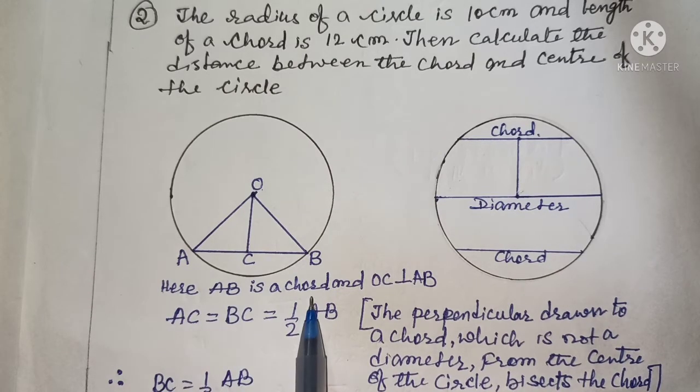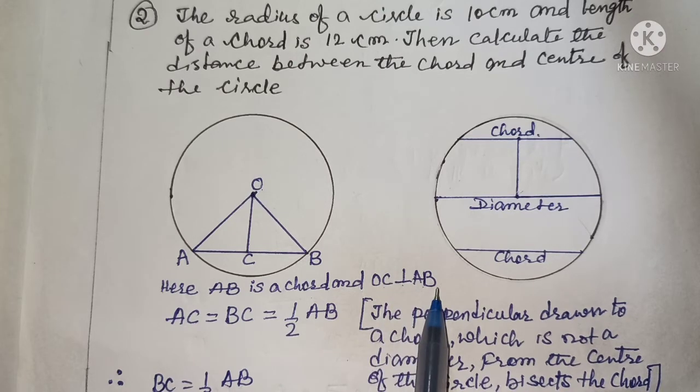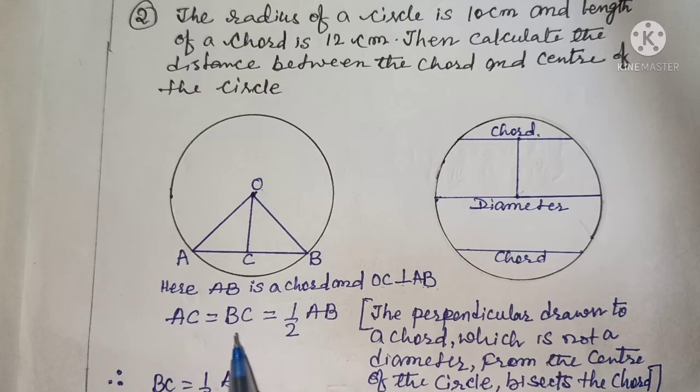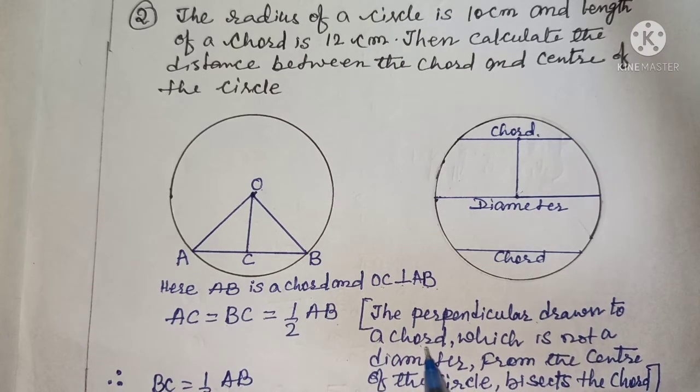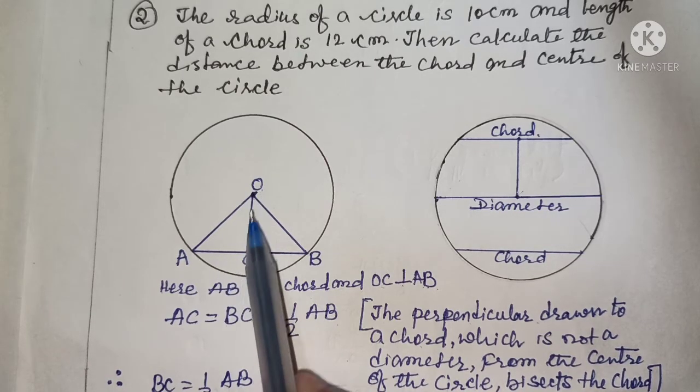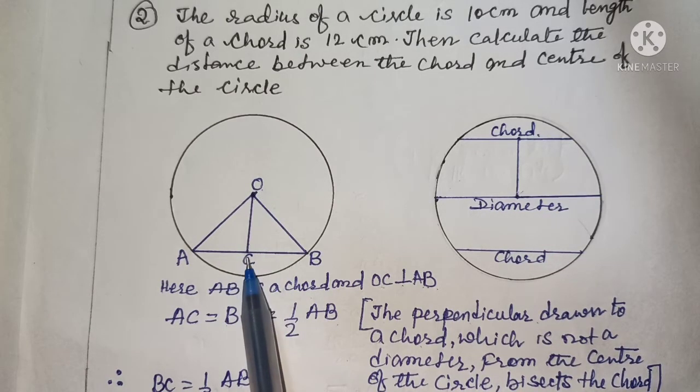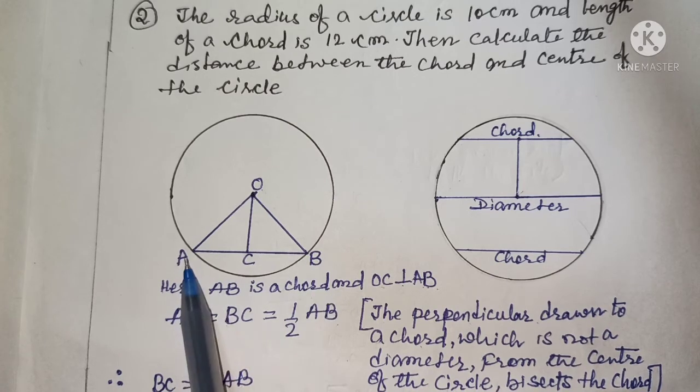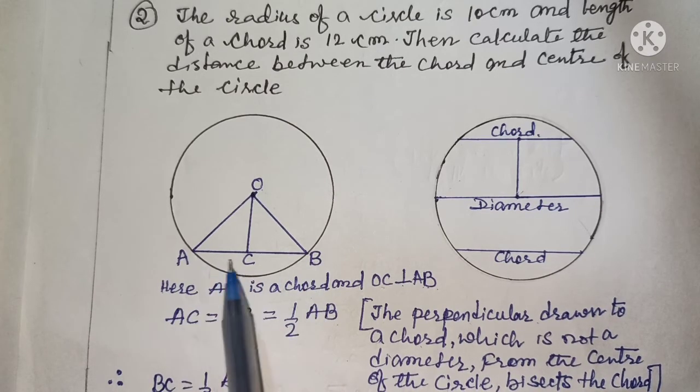Here AB is a chord and OC, that is the length of perpendicular OC, is drawn on AB, which is perpendicular on AB, and AC equals to BC equals to half of AB. Why? Because the perpendicular drawn to a chord which is not a diameter from the center of the circle bisects the chord. That means this line OC bisects this chord AB. That's why AC equals to BC equals to half of AB.